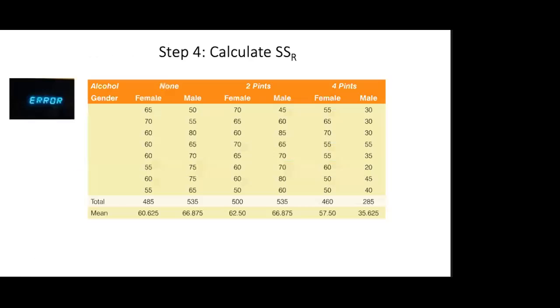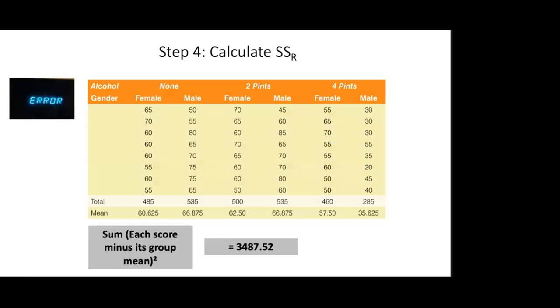The residual sum of squares is basically taking each individual score and subtracting the corresponding group mean, so the corresponding cell mean. So 65 minus 60.625, 70 minus 60.625, and so on. We calculate the square and sum it up. That's our residual sum of squares.